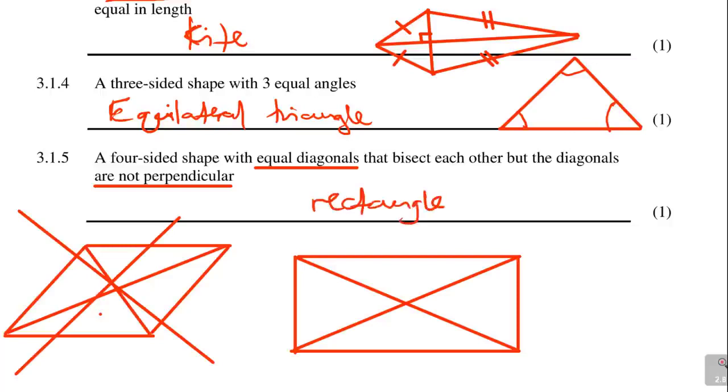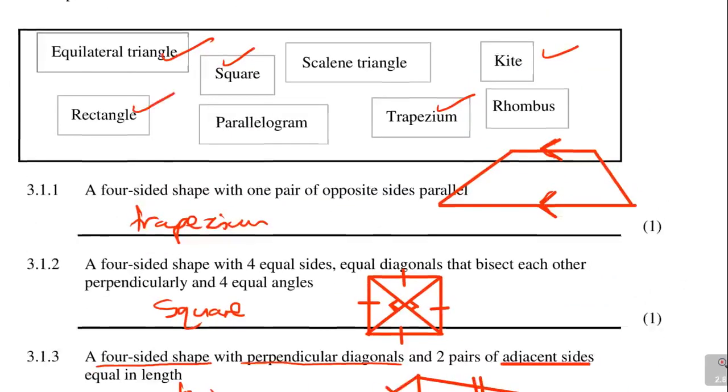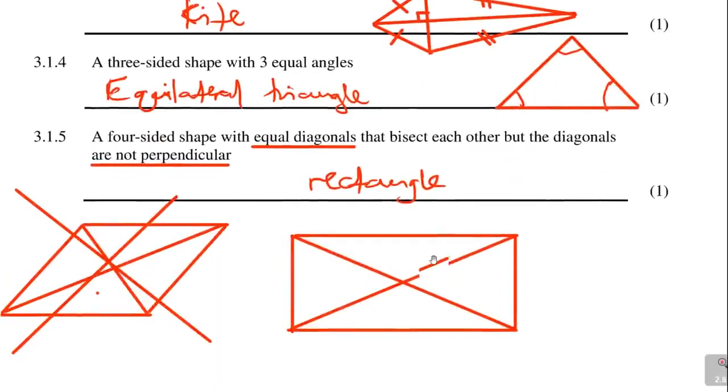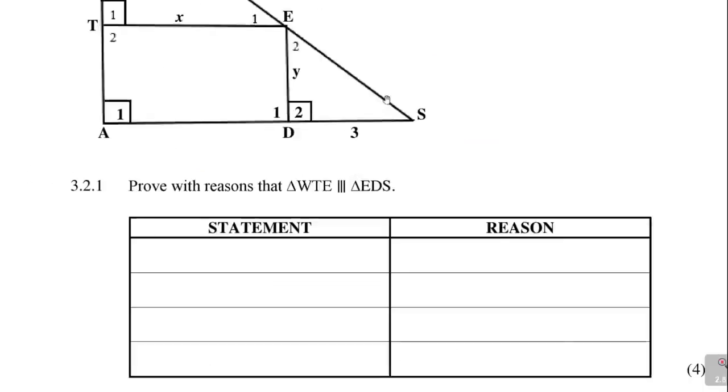Is it there on our list? Let's just check. Yes, it's a rectangle. Is it a parallelogram? All these shapes are parallelograms. To say a square is a parallelogram is a bit vague. A rectangle is a parallelogram. Trapezium is a parallelogram. Rhombus failed, you see. So the best answer there was a rectangle. Are you with me? So let's move on to the next question, 3.2.